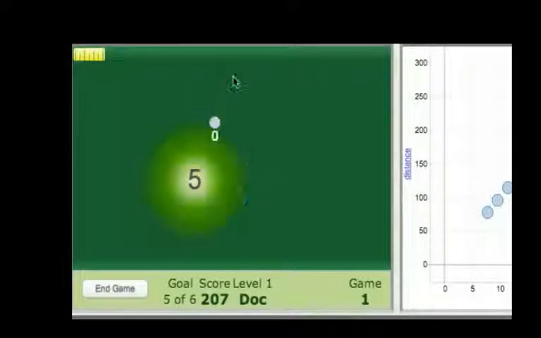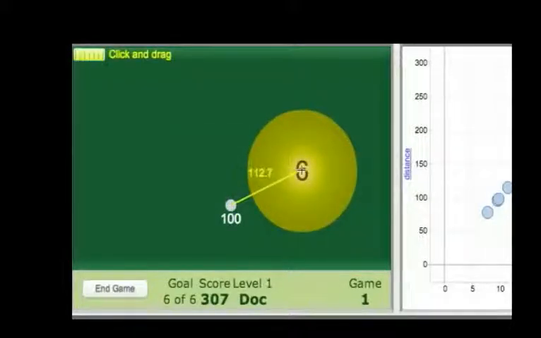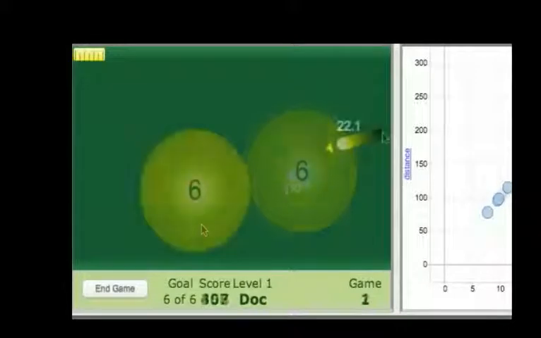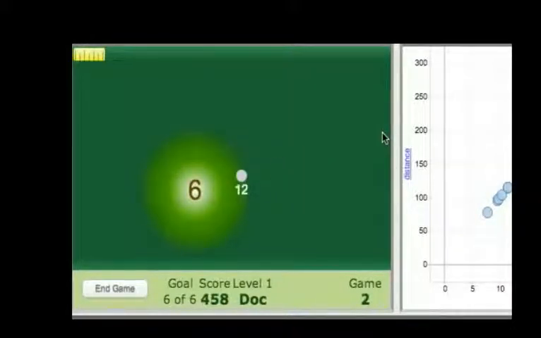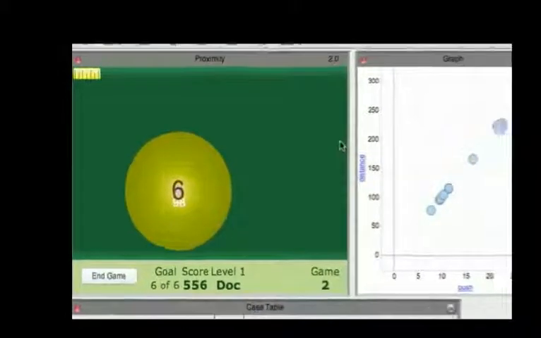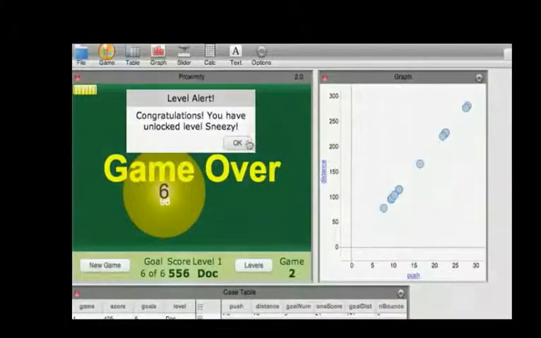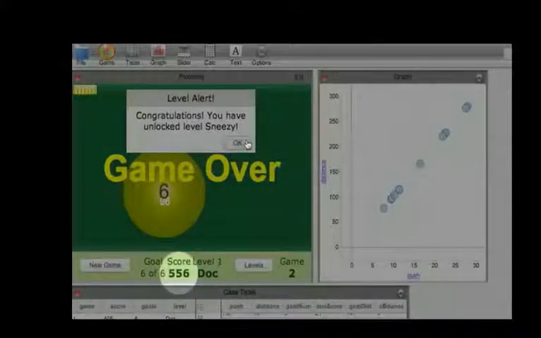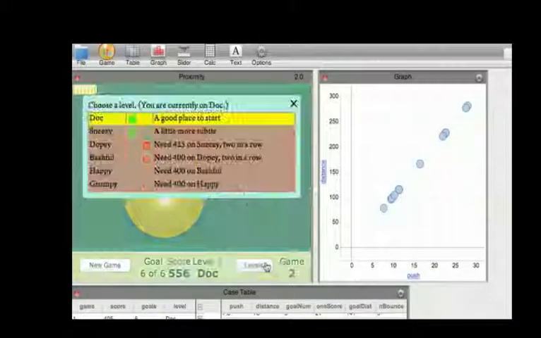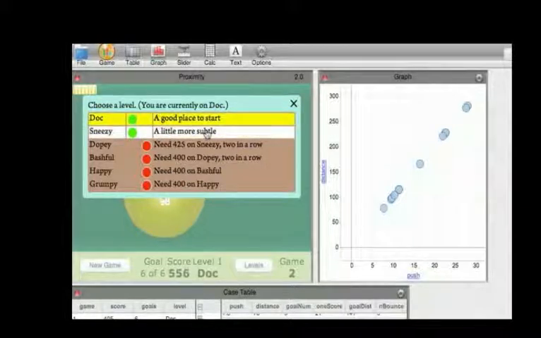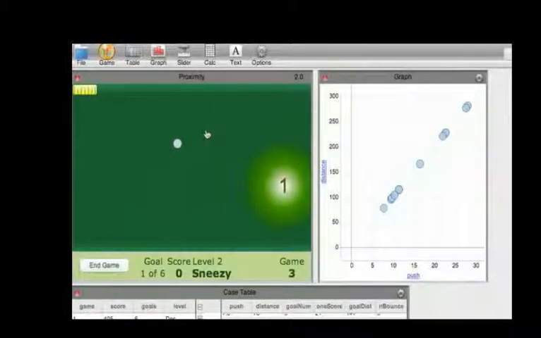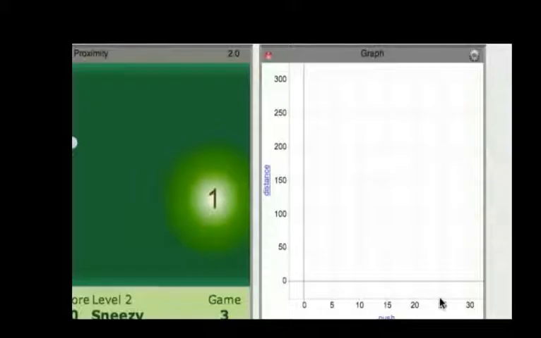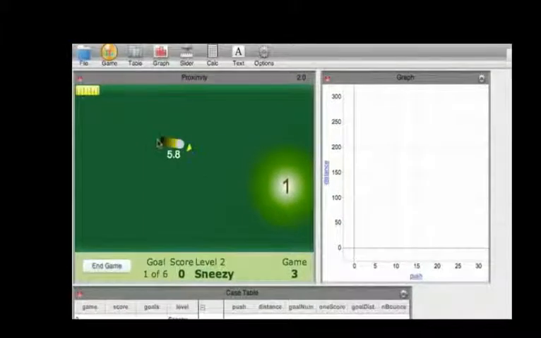At this level, called Doc, some students will use the table almost exclusively to figure out what's going on. But once they move up to the next level, called Sneezy, the graph is going to help them a lot. You have to score 500 on Doc to unlock Sneezy. Click on Sneezy in the Levels box to move up and start a new game. This time, the ratio isn't going to be an easy number like 10. So, I clear my data to get rid of the old game and do a sample shot or two.